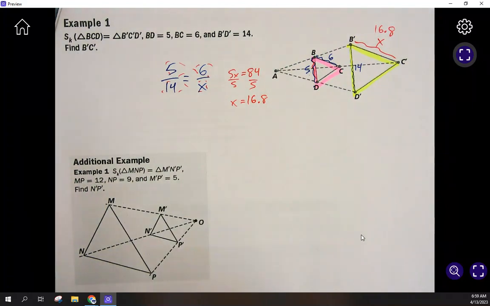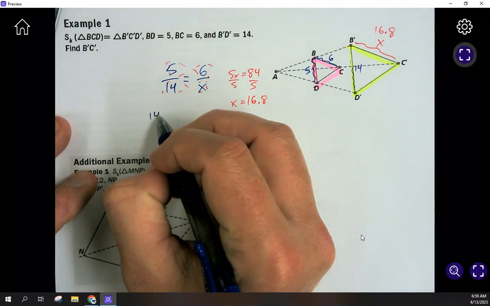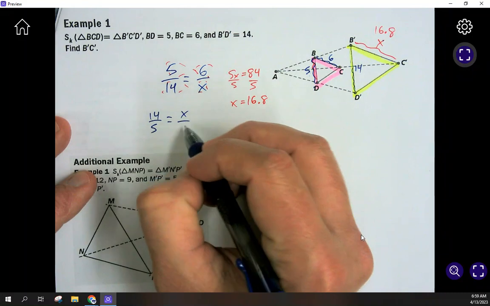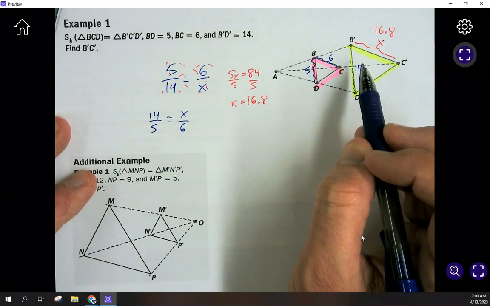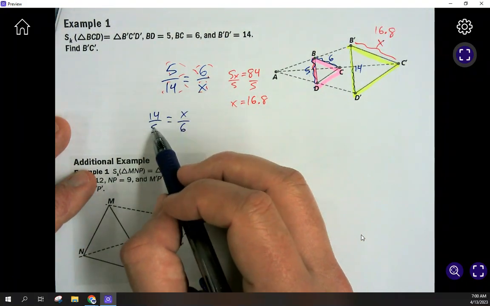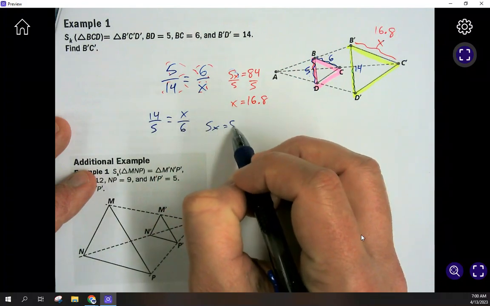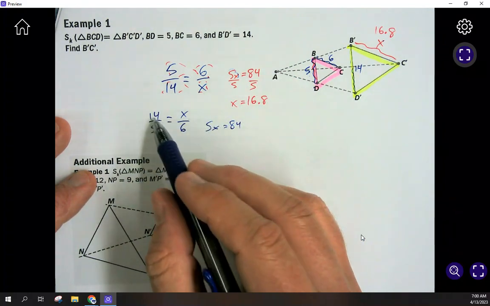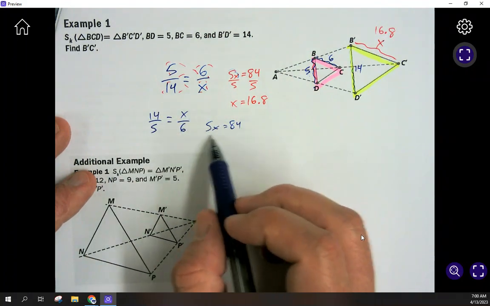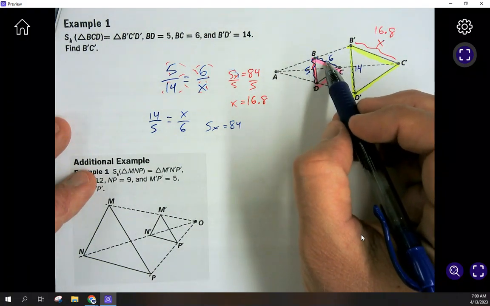Now, those comparisons can be set up different ways. You could have said 14 compares to 5 the same way that x compares to 6. Right? But you need to be consistent. If I'm comparing this to this, then I got to compare this to this. But notice when I cross multiply here, 5 times x is 5x, same result. 14 times 6 is 84, same result. So even though I set this up differently, my cross products here create the same equation. Another way you could set these up is you can compare the sides in one shape.